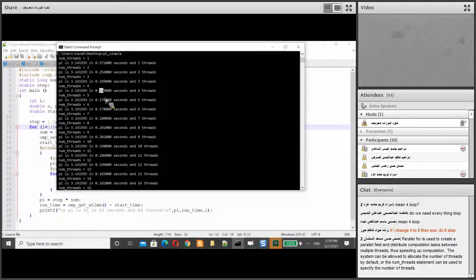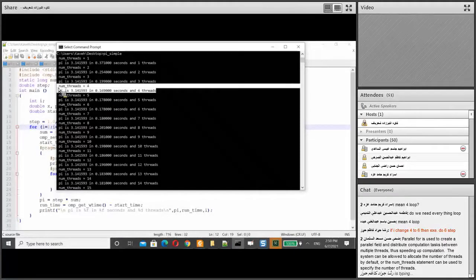As you know, and you have seen my computer, my computer has just 4 logical cores. Therefore, we can see the best performance with just 4 threads.